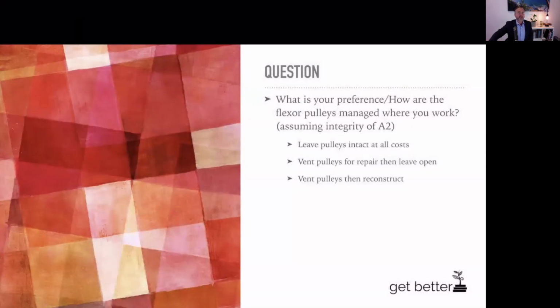I think I just have one last question here before we move on to rehabilitation. I will just fire up this last question to talk about people's experience with pulleys. I'm very interested to see what the result might be here, because I know what the result is whenever this question is asked at hand surgery meetings. So what is your preference? Presuming you've got A2, what is your preference with the remainder of the pulleys and your tendon repair?